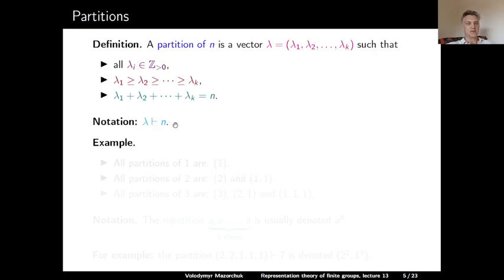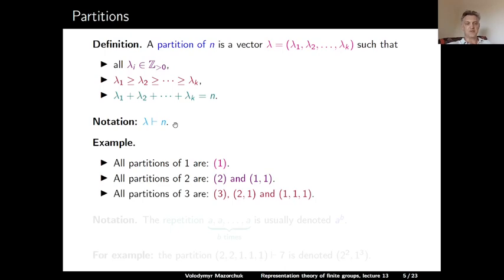Here are some examples. If n is equal to 1, we have only one partition, which is just 1. There are two partitions of 2, the partition 2 and the partition 1, 1. And there are three partitions of 3, the partition 3, the partition 2, 1, and the partition 1, 1, 1.